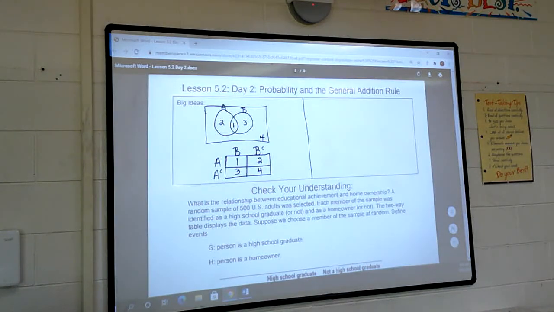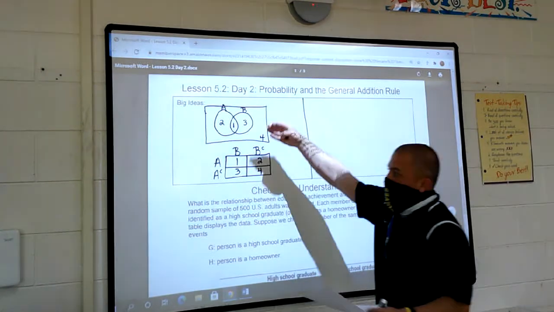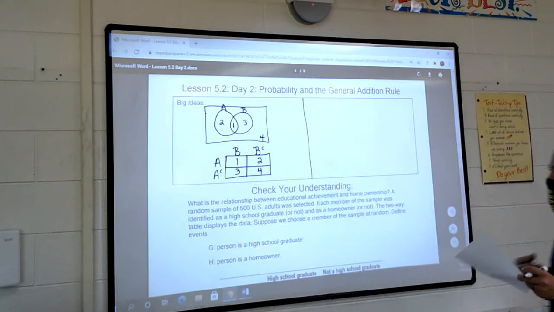So sometimes you're going to have a Venn diagram and they're going to want a two-way table. Sometimes you're going to have the stuff in the table and they're going to ask you to draw the Venn diagram from the table. So that's how they relate. They're actually the same thing. They're just, one is more visual and one just has it in there. Some people like the two-way tables better. Some people like the Venn diagrams better.